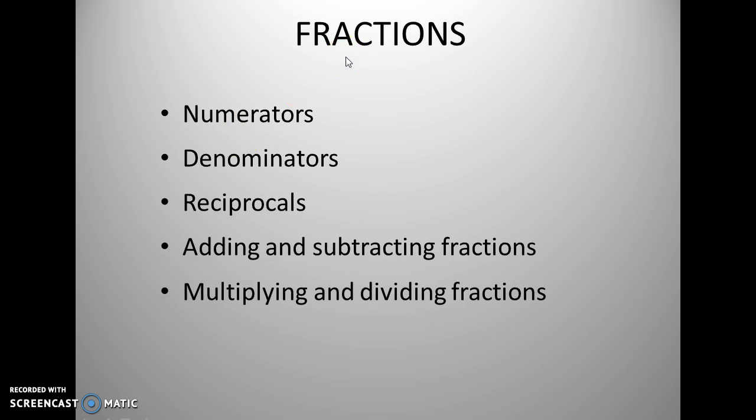Let's go ahead and look at fractions. And when we talk about fractions, we talk about something that has a numerator and denominator. Numerator is the number that's on top in the fraction, and we will go into that when we have some examples. Denominator is the number that's on the bottom. Reciprocal is the opposite of the fraction. For example, if you have 1 over 3, the reciprocal is 3 over 1. And we're going to talk about how to add and subtract fractions and how to multiply and divide fractions.